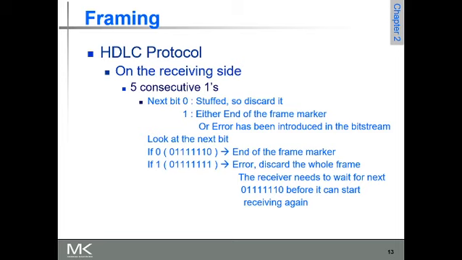And suppose 0 followed by 6 ones is not ending with the 0 again, and it's not the end of the sequence, but instead a 1 is present as the last bit, then that is an error. Discard the whole frame. The receiver needs to wait for the next 01111110 before it can start receiving again.